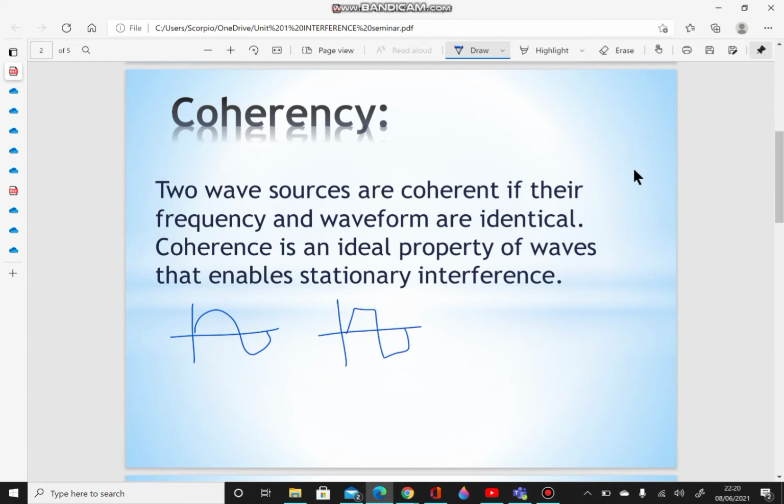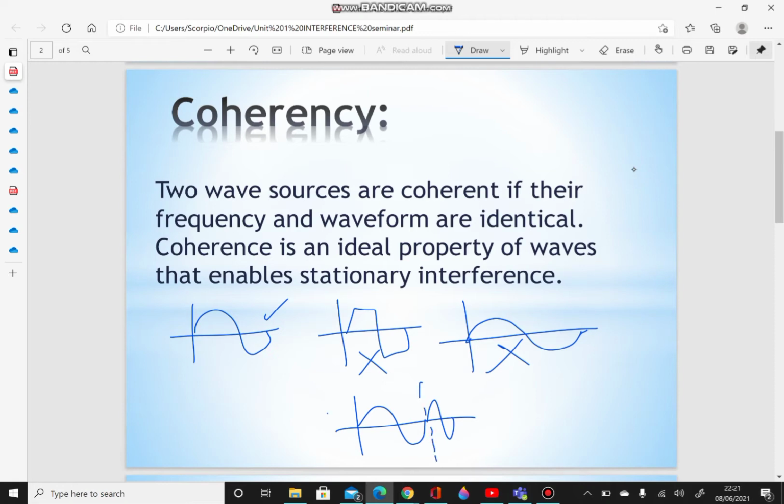As you can see, these two are clearly not coherent because they have completely different waveforms. Now let's take another example. Now let's take another sine wave. But even though these waveforms are the same, their wavelengths are clearly different, thus frequency is also different. These two also cannot be considered coherent. Now let's take another example. As you can see clearly, up to this point, these two waves are coherent, but after this, clearly their phase difference changed. That is not a constant phase difference, thus these two waves are also not coherent.